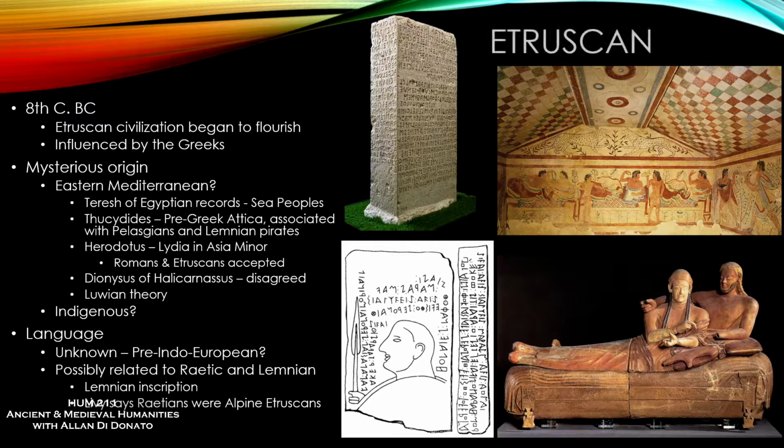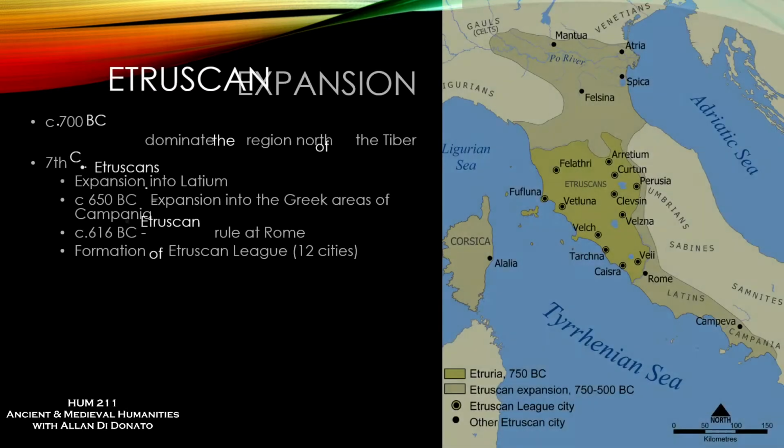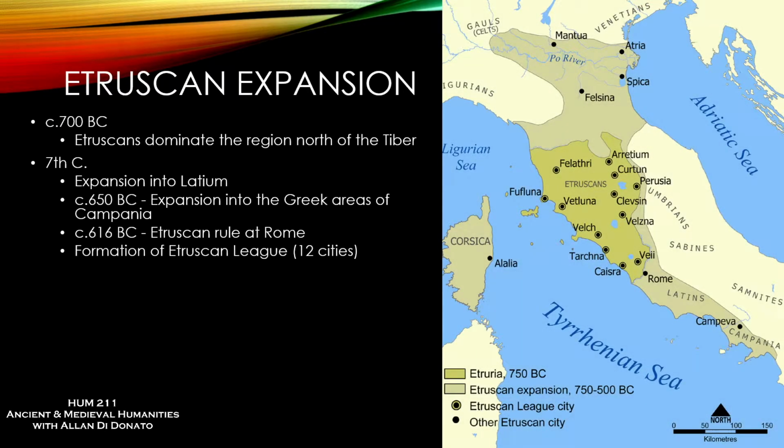As far as Etruscan power, let's look at their emergence on the scene in Italy. Basically around 700, they start to dominate the region north of the Tiber River.